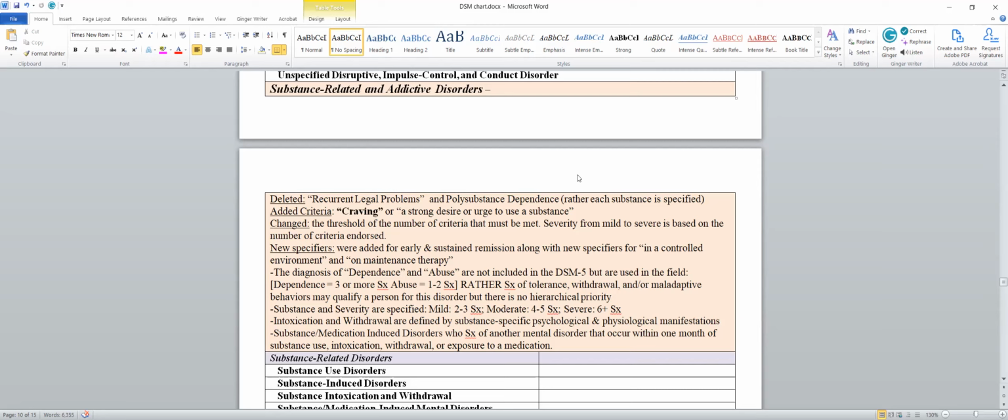Substance and severity are specified as mild, 2 to 3 symptoms, moderate, 4 to 5 symptoms, and severe, 6 or more symptoms. Intoxication and withdrawal are defined by substance-specific psychological and physiological manifestations. Substance/medication-induced disorders are symptoms of another mental disorder that occur within 1 month of substance use, intoxication, withdrawal, or exposure to a medication.